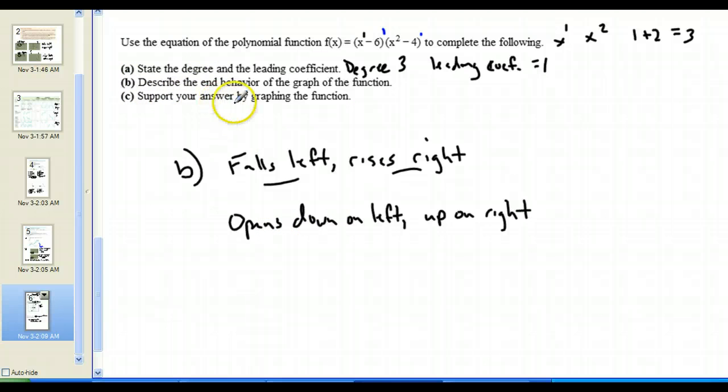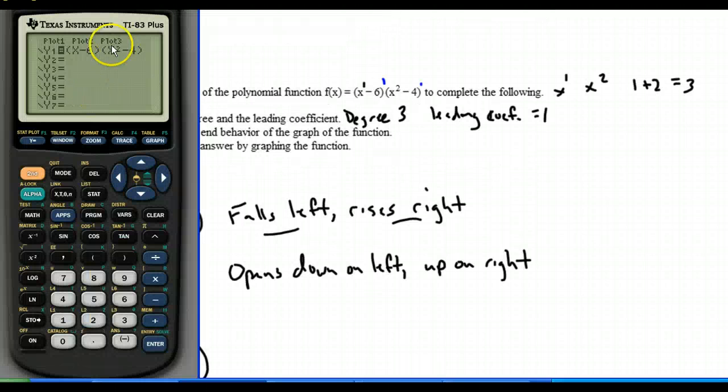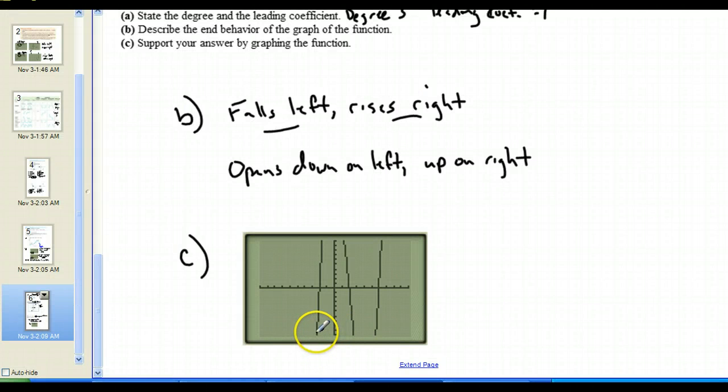Alright, and then part C, support your answer by graphing the function. So for part C, I'm going to cheat a little bit and throw it in my calculator. Alright, I've got it in my calculator. I'm going to hit zoom 6 to get back in the standard window. Alright, and what did I say it's going to do? Fall to the left, rise to the right. So this is exactly what we said we're going to get there. Alright, so nothing like a graph to help make your argument for you when you're doing something like this. So this one falls left, it rises to the right.